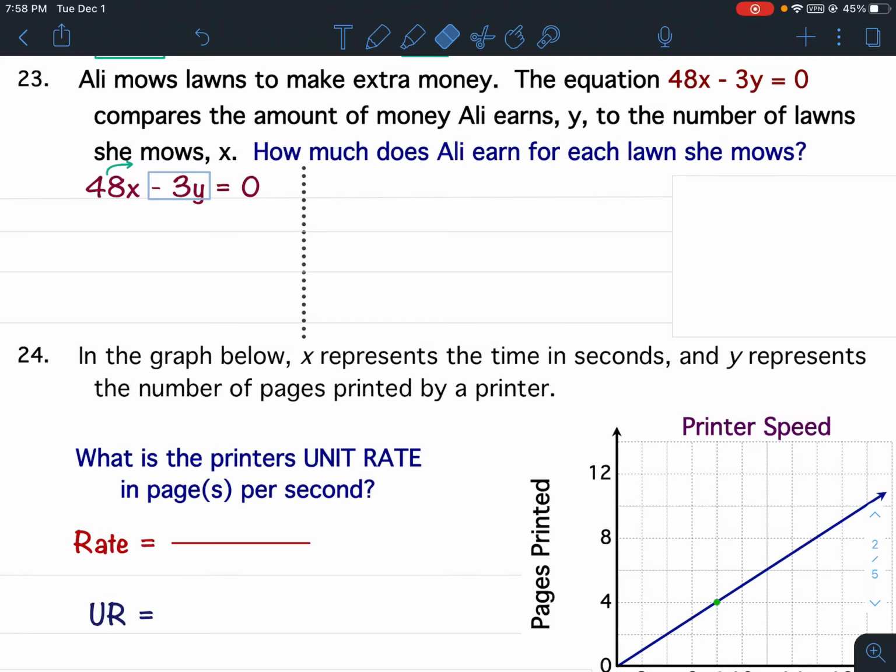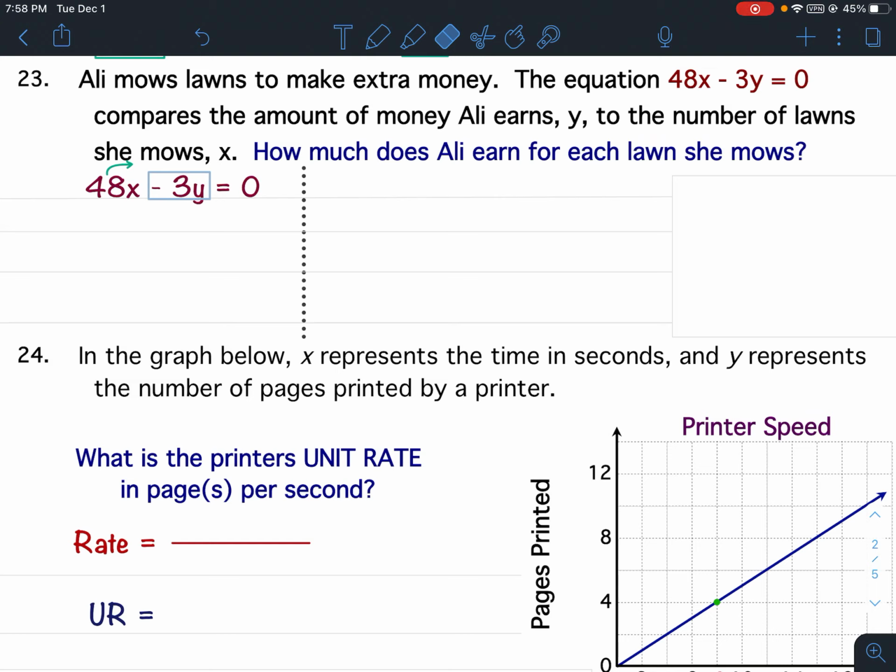Proportional Relationships Worksheet, questions 23 and 24. Starting with question 23. Allie mows lawns to make extra money. The equation 48x minus 3y equals 0 compares the amount of money Allie earns, y, to the number of lawns she mows, x. How much does Allie earn for each lawn she mows?